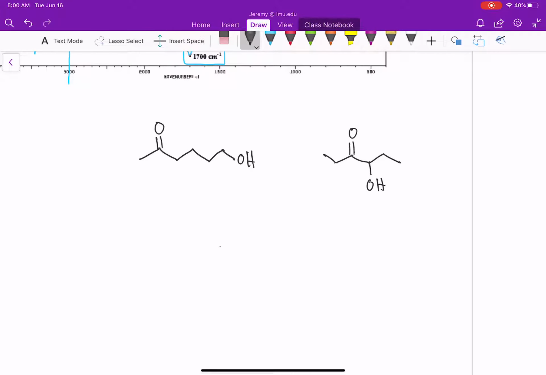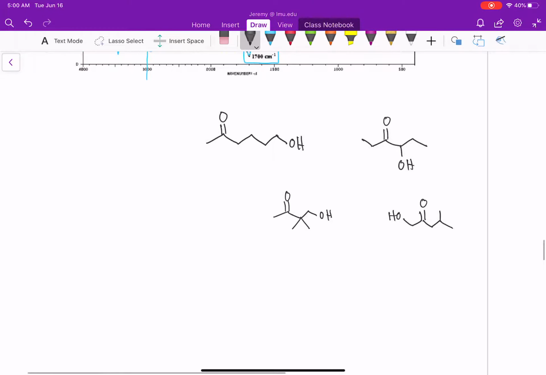We could have a ketone, and there could be some branching here. 1, 2, 3, 4, 5, 6. Again, that would be another structure. We could have something like this, 1, 2, 3, 4, 5, 6. So there are a lot of different structures that would be acceptable and would have a matching IR spectrum.